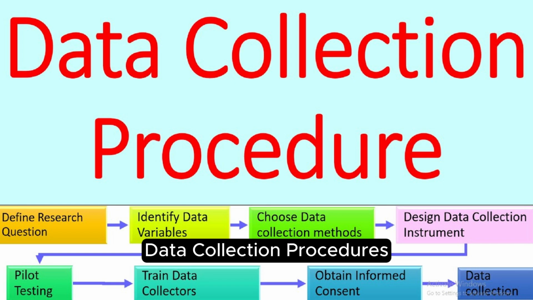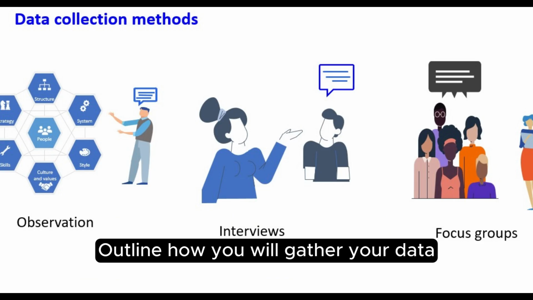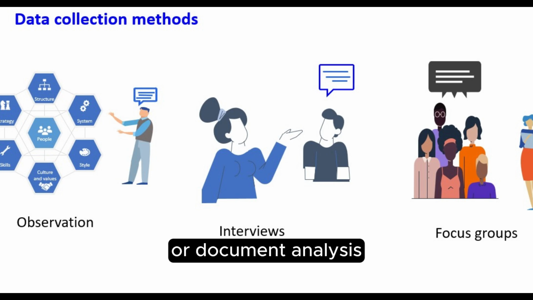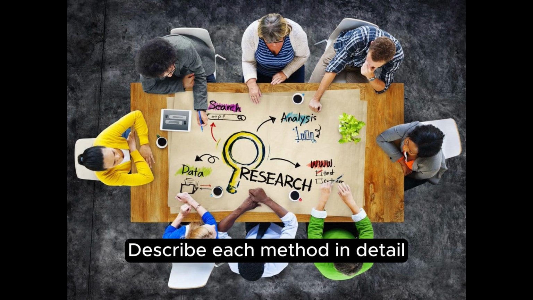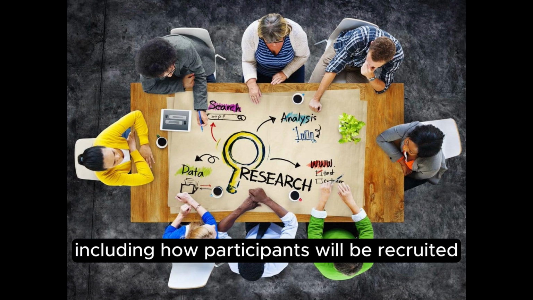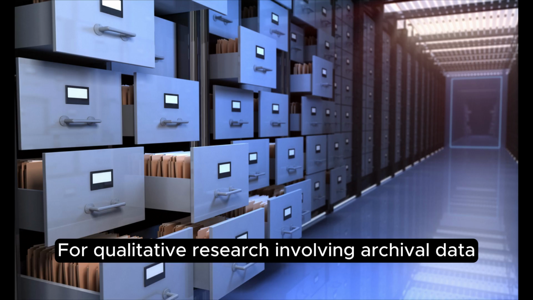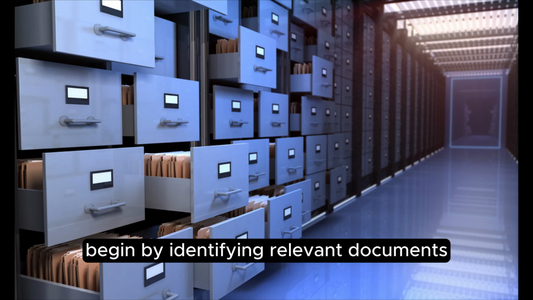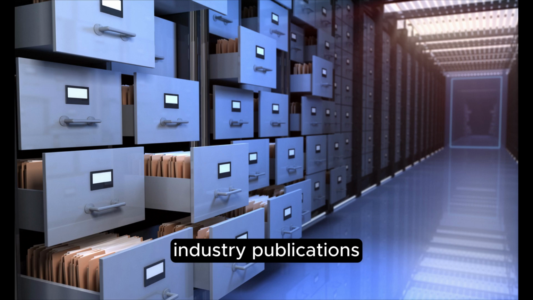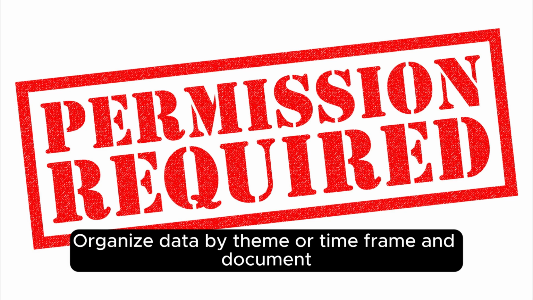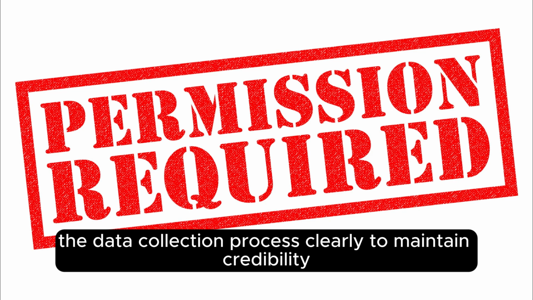Data collection procedures. Outline how you will gather your data. This could include interviews, focus groups, observations, or document analysis. Describe each method in detail, including how participants will be recruited, how interviews will be conducted, and how data will be recorded. Archival data. For qualitative research involving archival data, begin by identifying relevant documents such as financial reports, industry publications, or historical records. Secure permissions to access these data sources. Organize data by theme or time frame and document the data collection process clearly to maintain credibility.